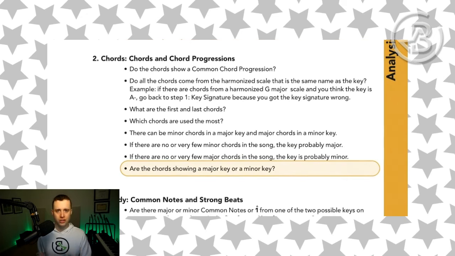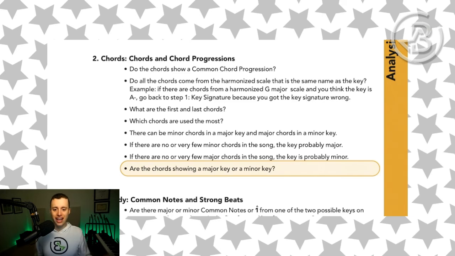Then you're going to look at the chords and the chord progressions. Do the chords show a common chord progression? If they do, great. You have already a really solid idea that it's going to be major. If the chords do not show a common chord progression, ask yourself, do all the chords come from the harmonized scale that is the same name as the key? If there are chords from a harmonized G major scale, and you think the key is A minor, so if you see those D major and those B minor chords that come from the G major harmonized scale and you think the key is A minor, go back to step one because you might have got that key signature wrong. In more complex music, that is common, but for these easier level one lead sheets that we're going to do, you're never going to see that.